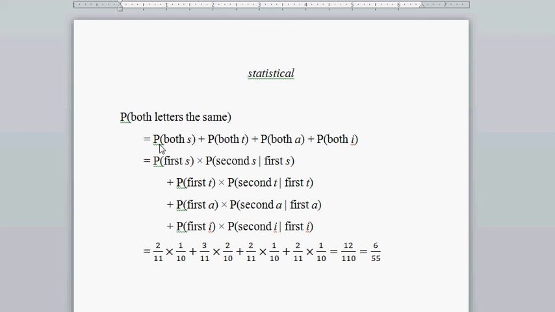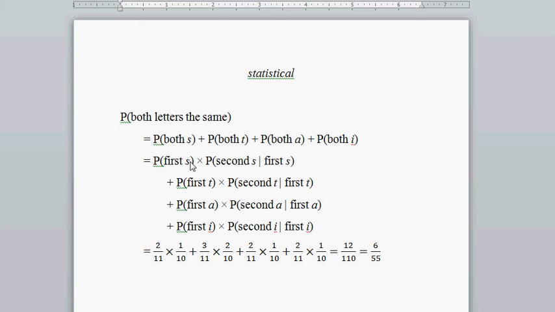Now, what's the probability that they're both S's? Well, this is an AND question. The first one has to be an S, and the second one has to be an S. For an AND question, we multiply. But before multiplying, we ask ourselves, are the events independent? In this case, the answer is no, they are dependent, and that's because the letters are being drawn without replacement.